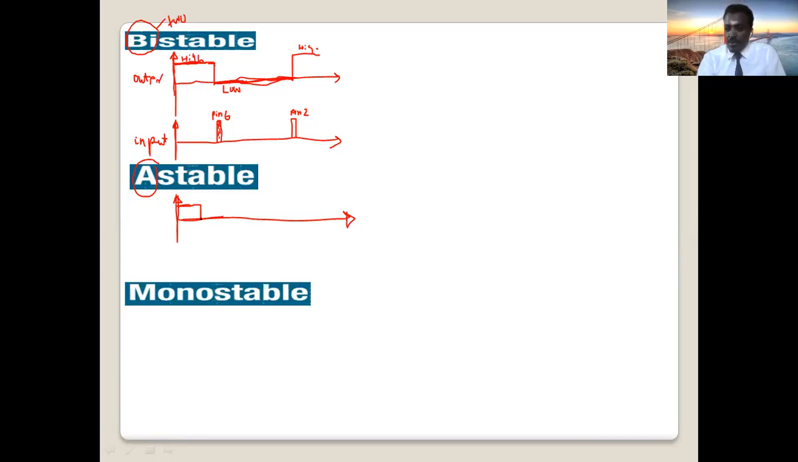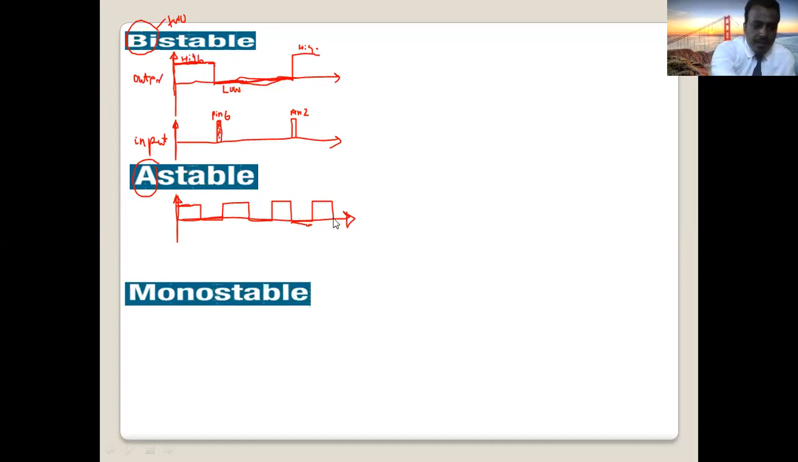In astable mode, without applying any input, the circuit itself changes from high to low. For some time it will be high, then changes to low, then high, then low, like this. Is there any input here? No, the circuit does not need any input. It turns on and off based on the circuit. Okay, this type of mode of operation of 555 timer is called astable mode.